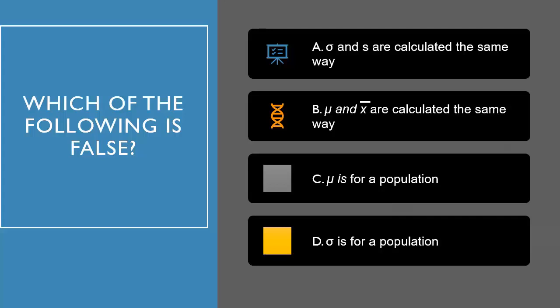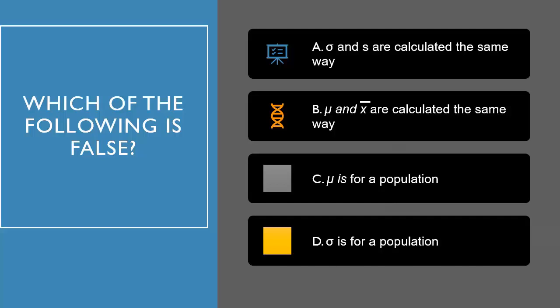So the correct answer to this is A. Standard deviation between a population and a sample is slightly different because the standard deviation for a sample is based off of a variance, remember variance, that's n minus 1. So we are looking at A. A is the correct answer.